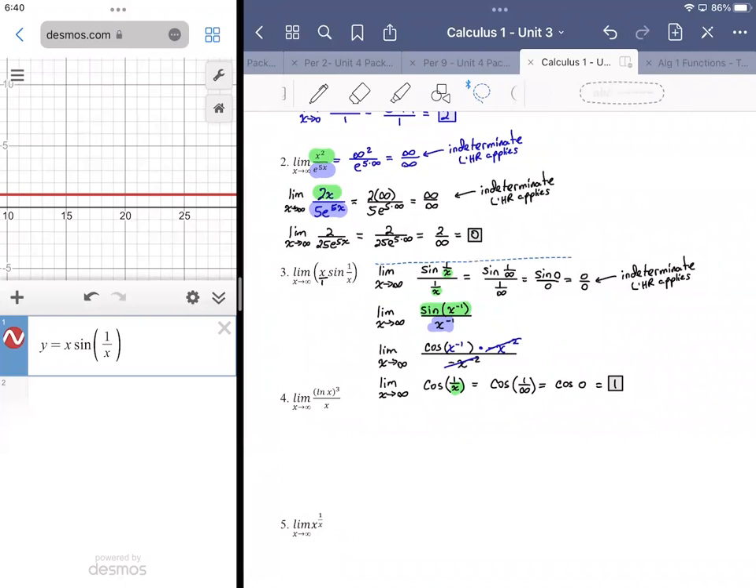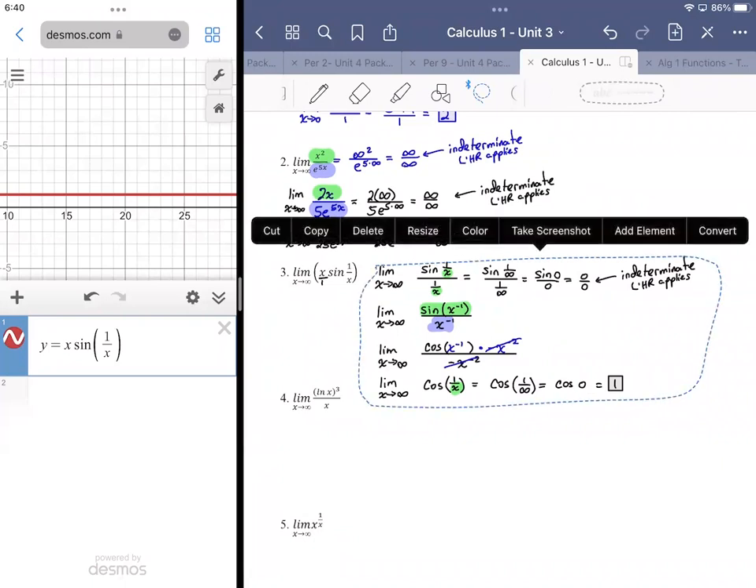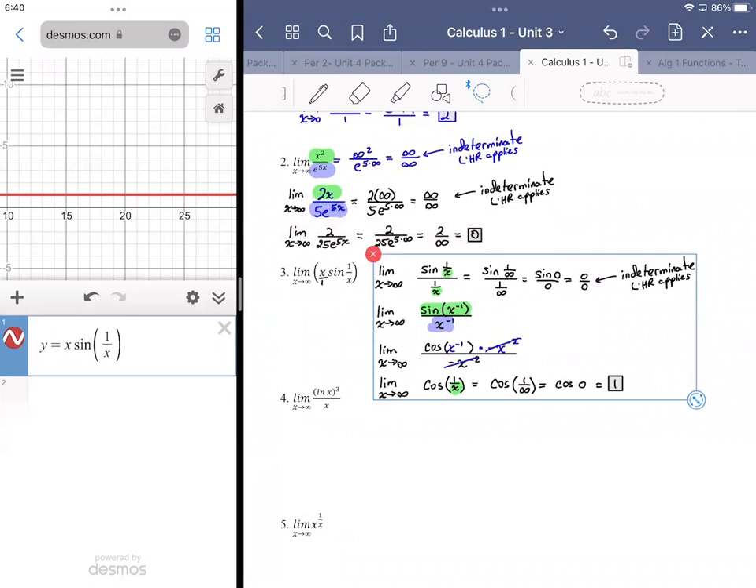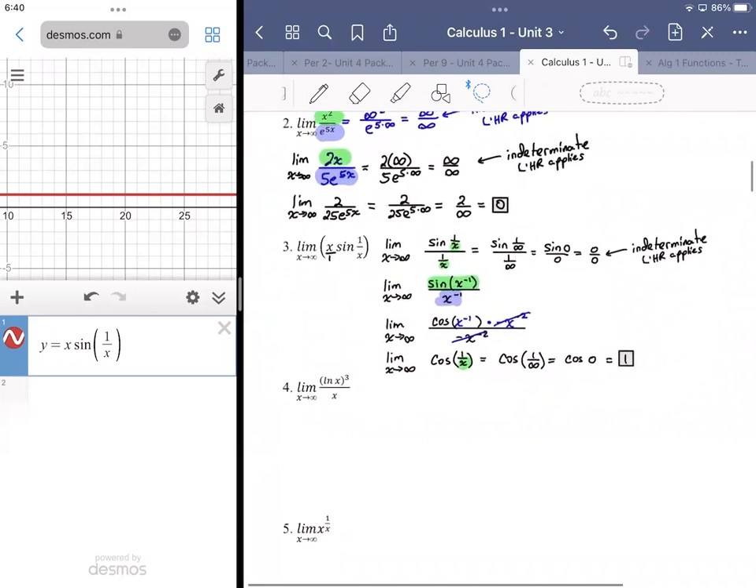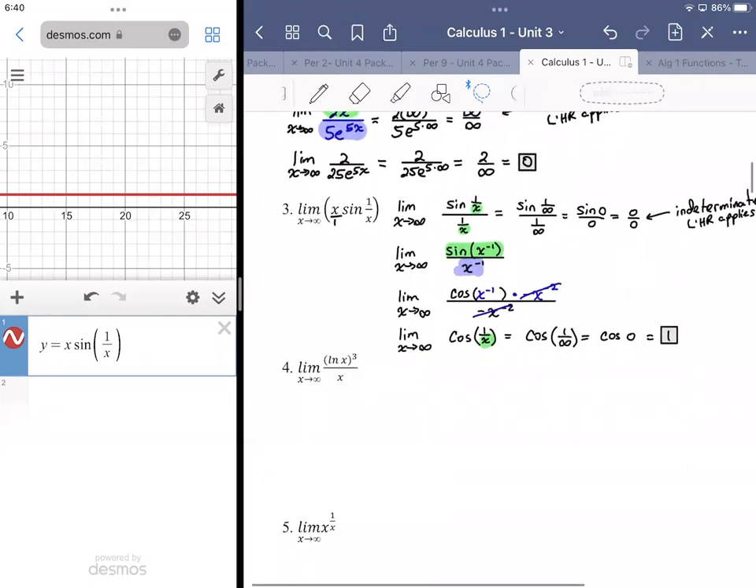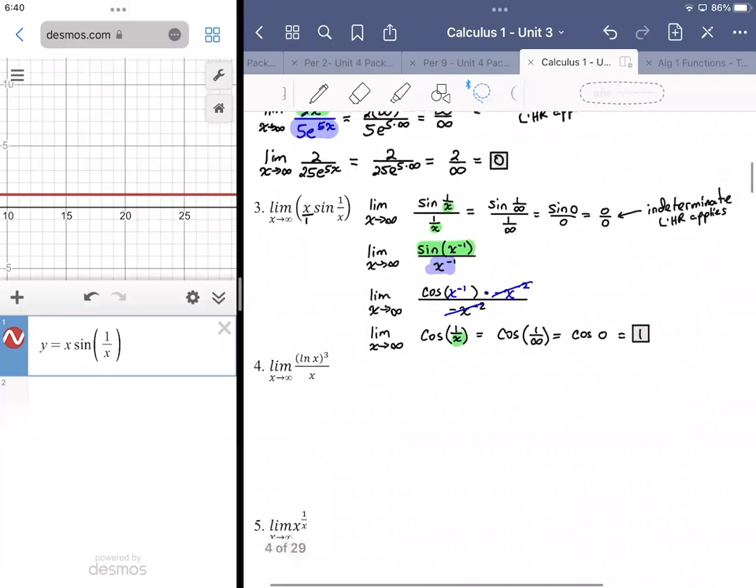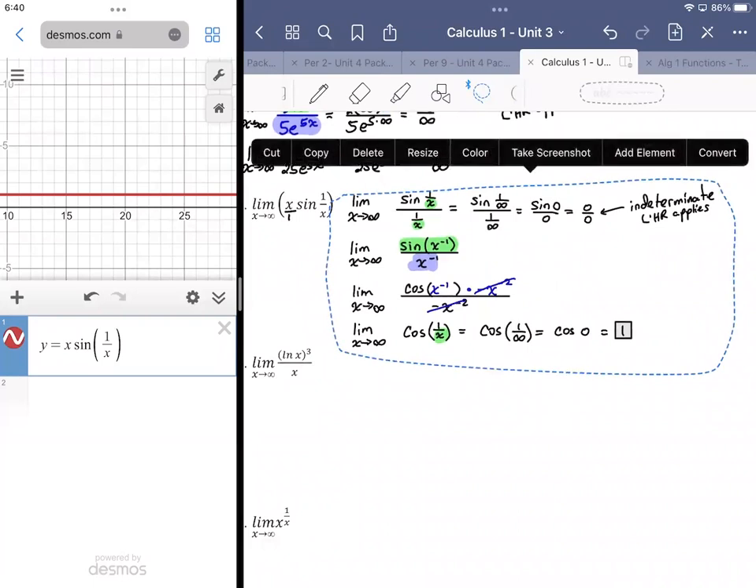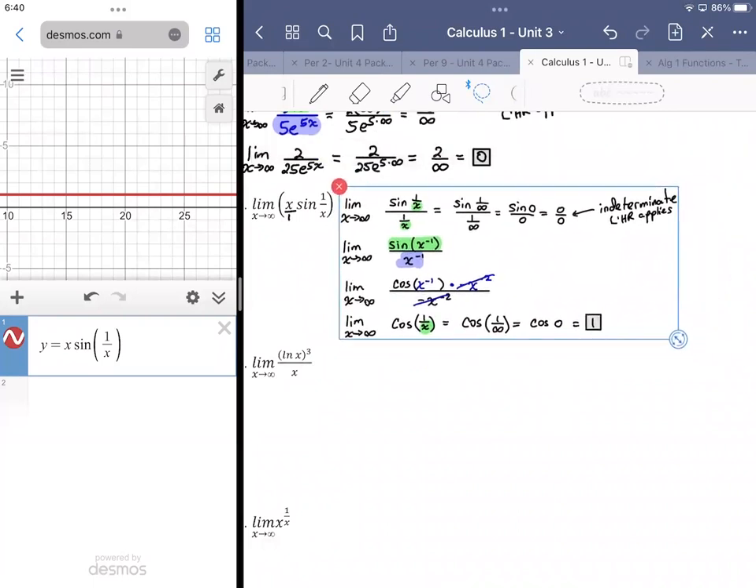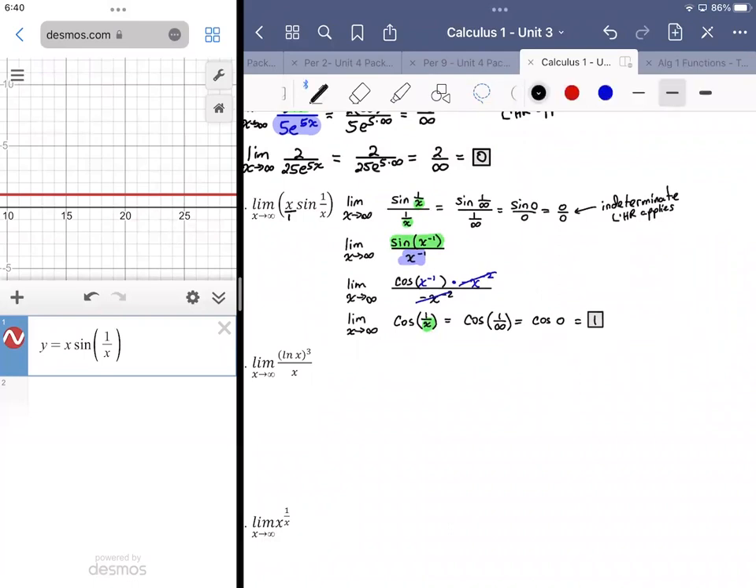Let me just shrink this down a little bit. The next one: limit as x approaches infinity of the natural log of x cubed over x. I'm just going to shrink it a little bit more. When I pop in infinity, I'm looking at ln of infinity cubed over infinity.